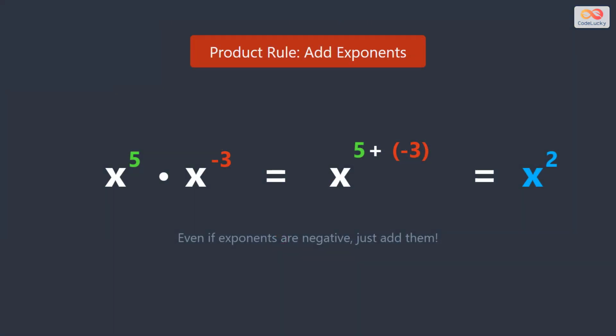You can still use standard exponent rules, like the product rule. When multiplying terms with the same base, you add the exponents. Here, we add 5 and negative 3. 5 plus negative 3 equals 2. So, x to the fifth times x to the negative third simply becomes x squared. The negative was handled during the addition process.